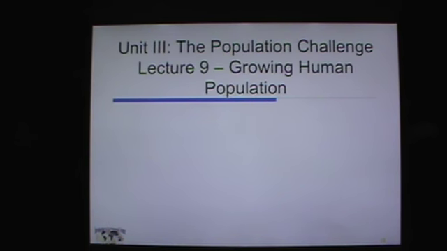Welcome to the 9th lecture, the Introduction to Environmental Science. The Population Challenge, Growing Human Population. Measuring its impact. That's one of the things we try to do. We try to measure what's going on here.